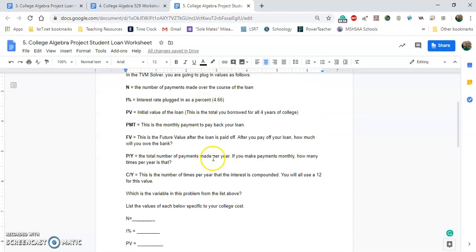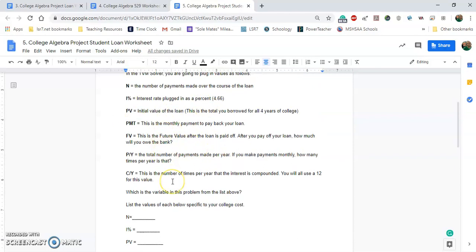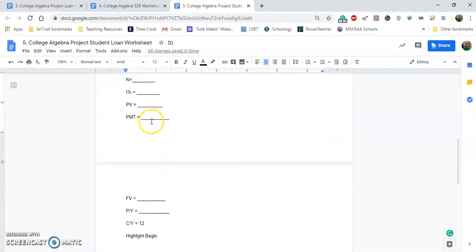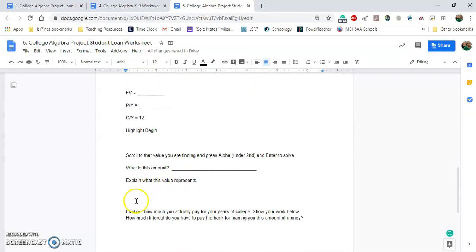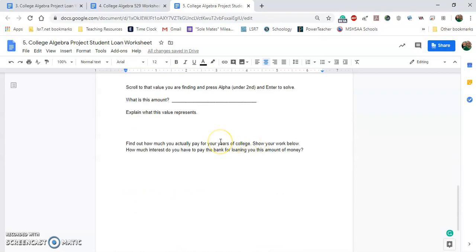As you're reading through this, make sure that you're answering these as you go down, following through this list. And again, it's the same process as earlier. When you go through and solve it, it gives you the missing value. There is a spot here to explain what the value represents, and then find out how much you actually pay for your years of college. It could be 4 years, could be 5 years, if you figured a transfer. It just depends on you and your situation.